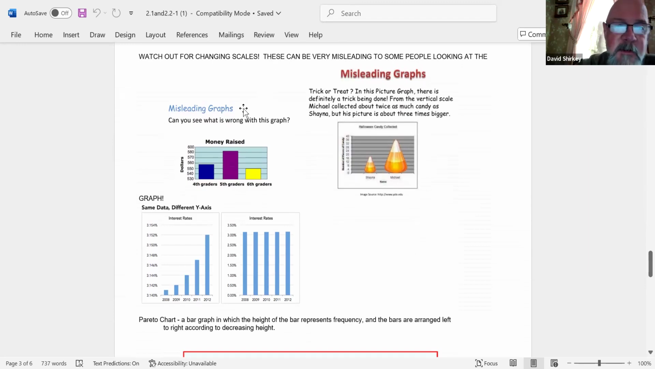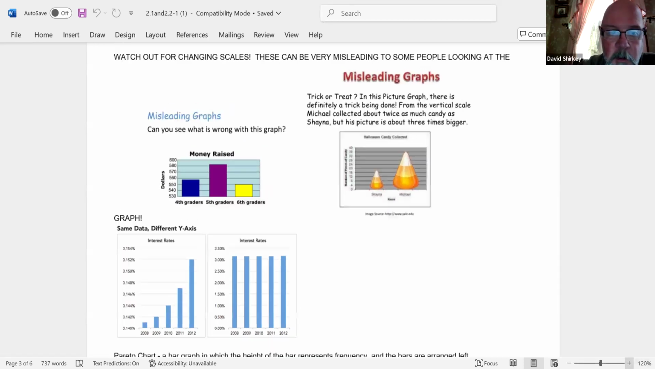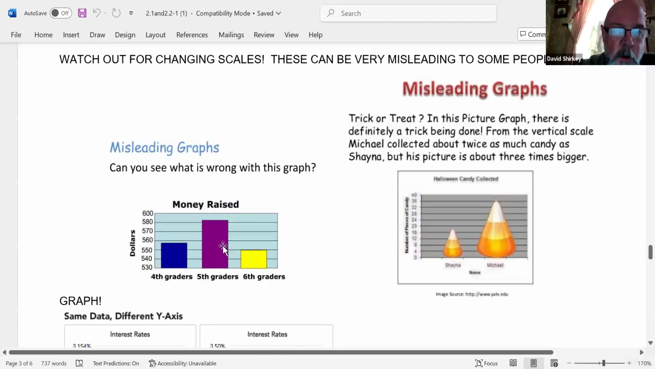Misleading graphs. So here's some misleading graphs. The one on the left here. Can you see what's wrong with this particular graph? I'm going to zoom in on this. What's wrong with this first graph right here about money raised? Well, it's fourth, fifth, and sixth graders at some school that were raising money and they kept track of it in dollars. Look at the starting point dollars-wise.